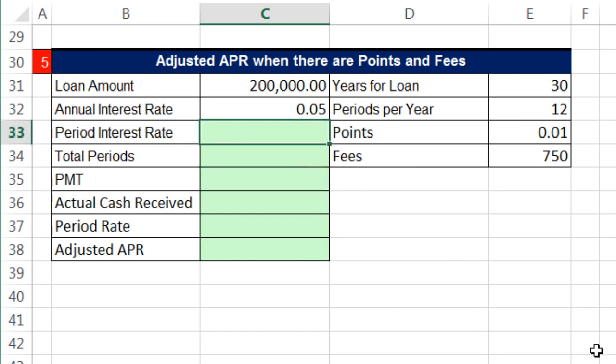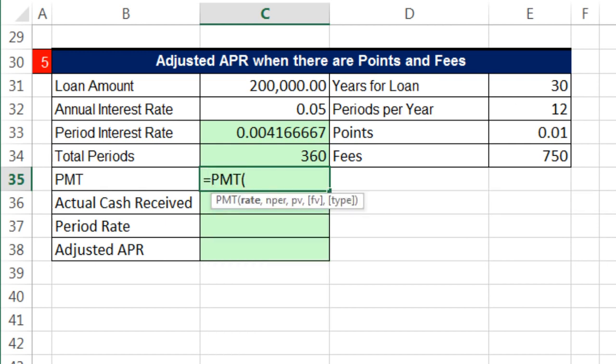All right, ready? The period rate equals 5% annual rate. Notice I have it as a decimal here. It does not matter if you have it as a percent or a decimal. So that divided by number of periods. Enter. Total periods. This is a 30-year home loan, so 30 times 12 will give us 360. The PMT equals PMT. The rate, that's our period rate, comma, total number of periods.